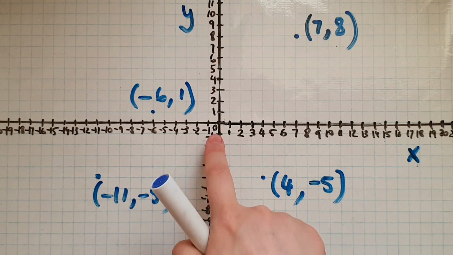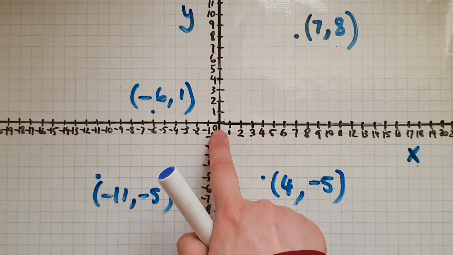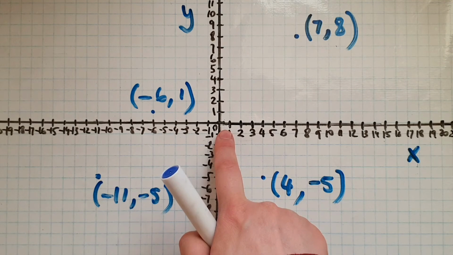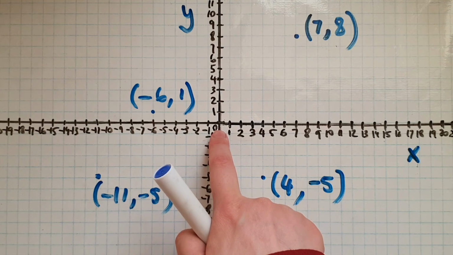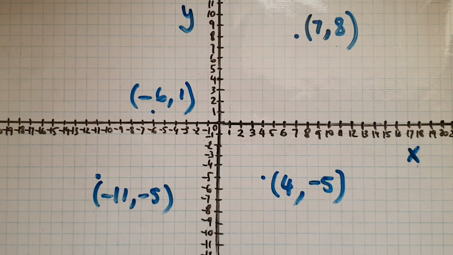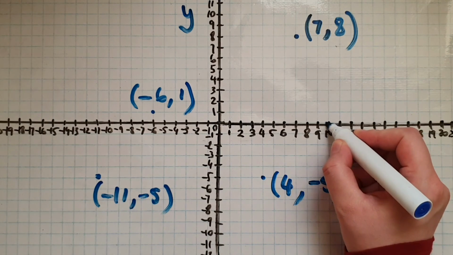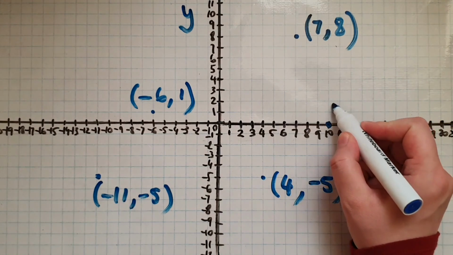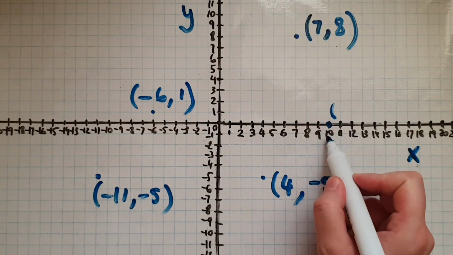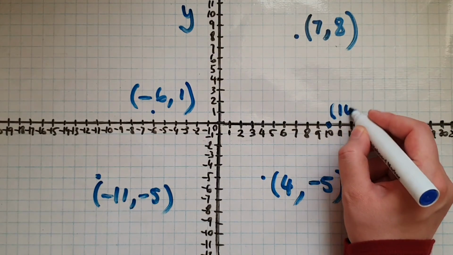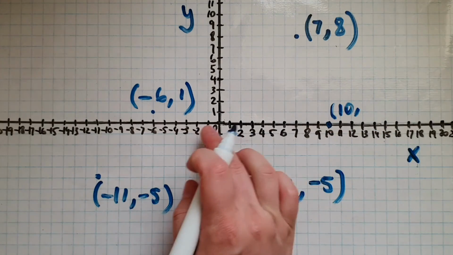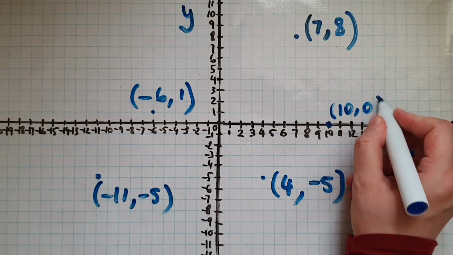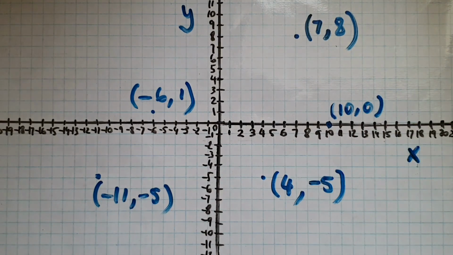The center of the plane is this point here, 0, 0. So the x coordinate is 0 and the y coordinate is 0 as well. What if we have a point right here on the axis? Looking at the x-axis, that is 10, and the y-axis is at 0. So we're not going up or down.